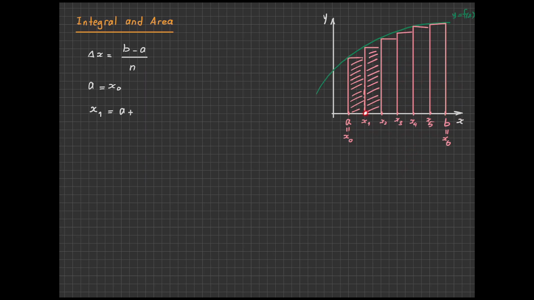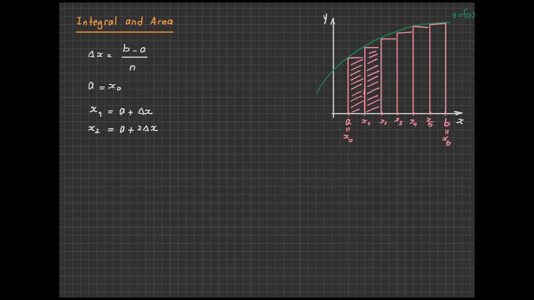Here, x1. I start from a, and this length is delta x, so I go delta x to the right. So it becomes a plus delta x. Do you agree? This is x1. Can you tell me what is x2? Could you say it's a plus 2 delta x? Exactly.